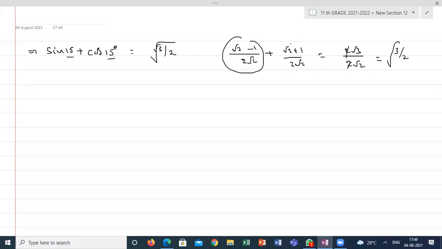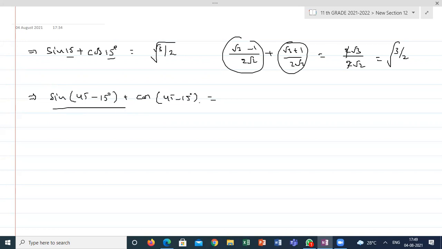Suppose you are unable to remember this formula, how to do it? The transformation concept is useful for us. Sine 15 can be written as sine of 45 minus 15, and cos 15 can be written as cos of 45 minus 15. No other options. This is sine of A minus B, cos of A minus B. If you are able to remember, straight away you can substitute. Otherwise, you have to expand and then substitute.